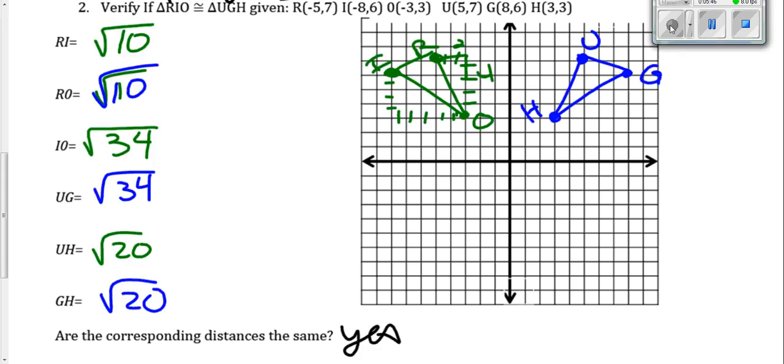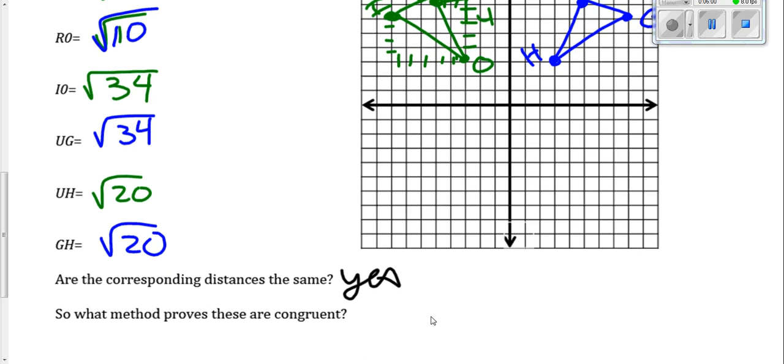Pause. Okay, so as I see, the corresponding sides are the same. I found all the measures by drawing my slope steps. If you need help with finding length, make sure you are staying after for extra help, because I'm not going to spend much time reviewing that from here on out. All right, so the corresponding distances are the same.